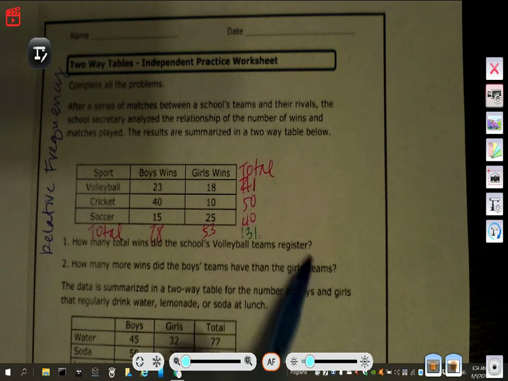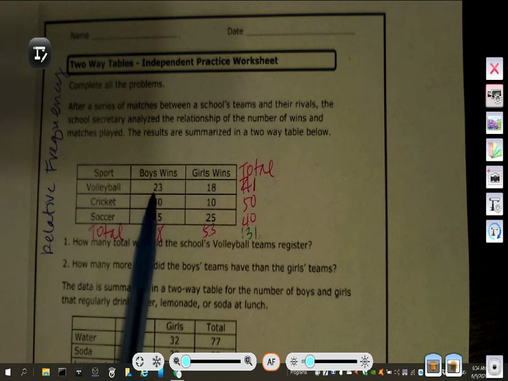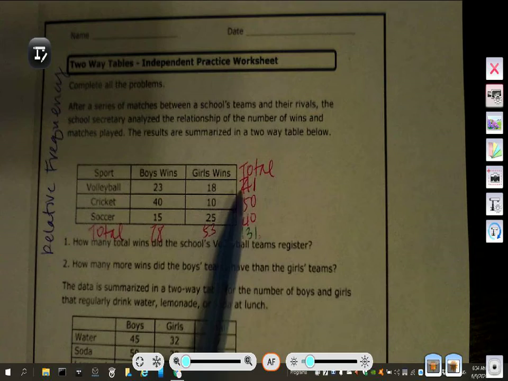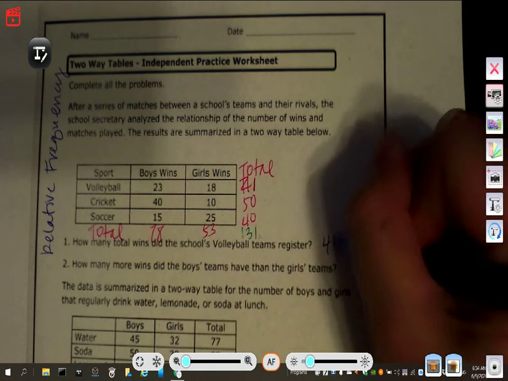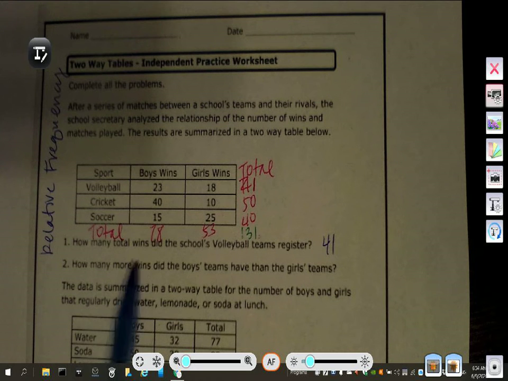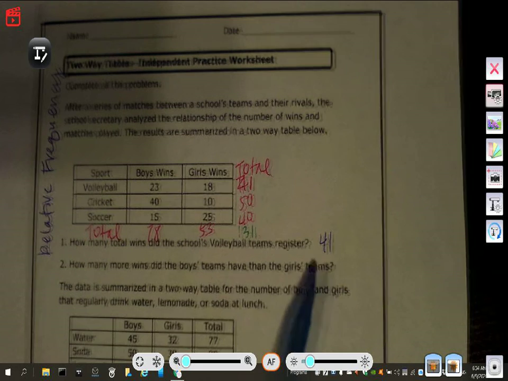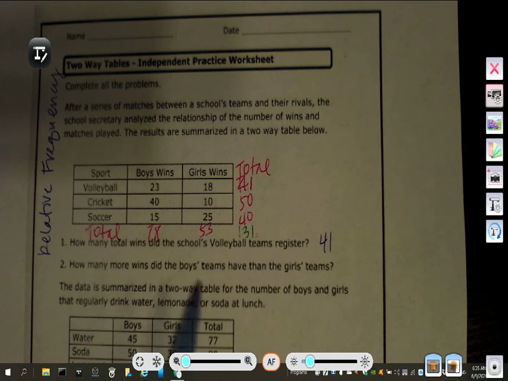Keeping that in mind, if it says how many total wins did the school's volleyball team register, I'm looking at that row right here, saying between boys and girls, the total number of wins for volleyball was 41. Since it's asking for the relative frequency, which is the total number, you're just really looking at the table to see what number belongs there. This one's a little bit tricky, and we'll answer a couple of other questions.